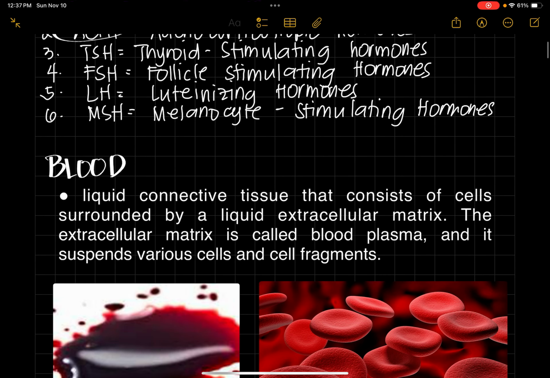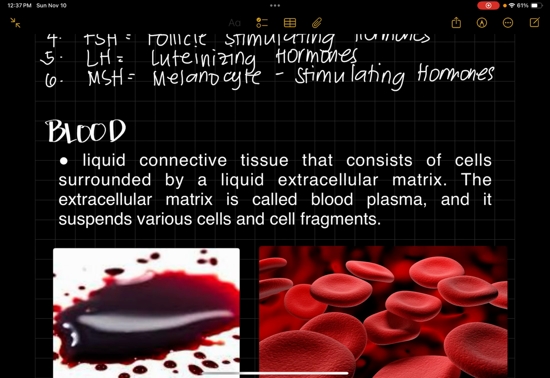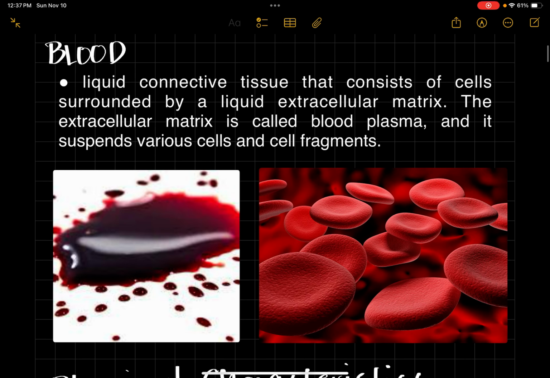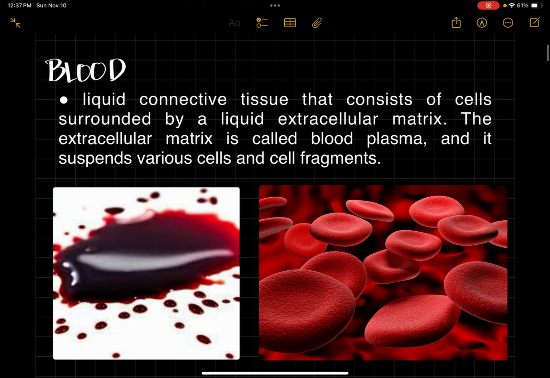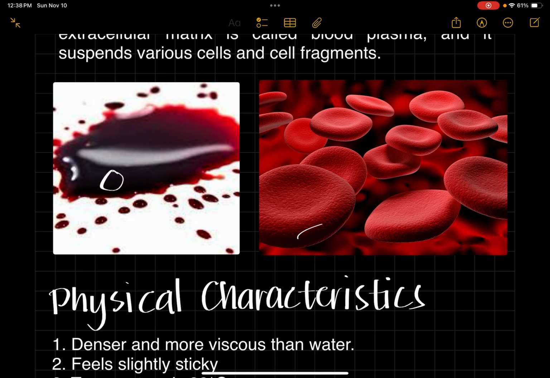We have the blood. Now, blood is a liquid connective tissue that consists of cells surrounded by a liquid extracellular matrix. The extracellular matrix is called blood plasma, and it suspends various cells and cell fragments. If you have your laboratory in the blood before the previous term, we examine the blood and then we look it up in a microscope, no, and we see the RBC, the white blood cells, and it's moving.